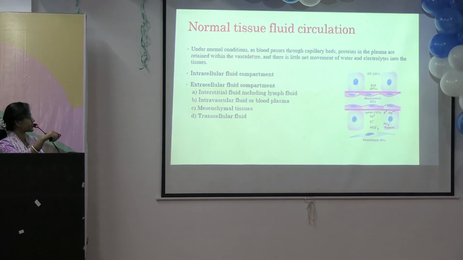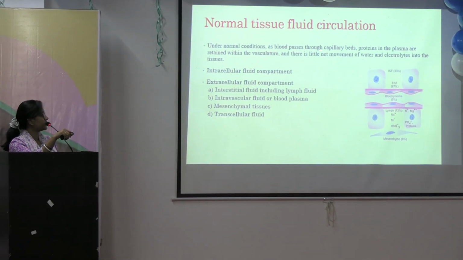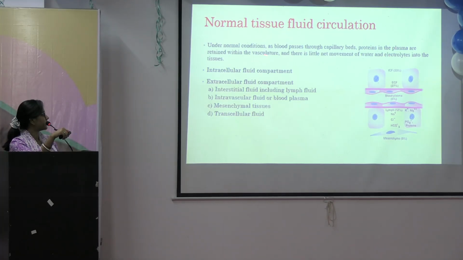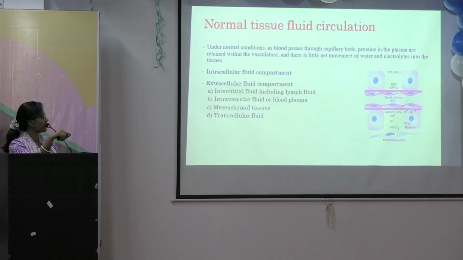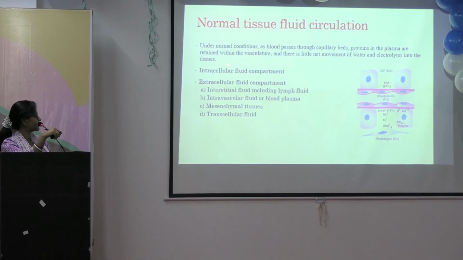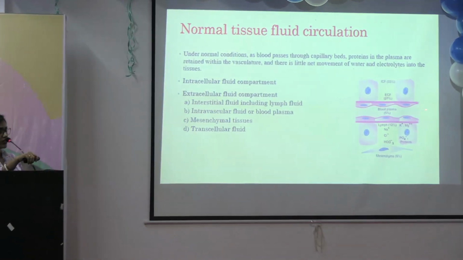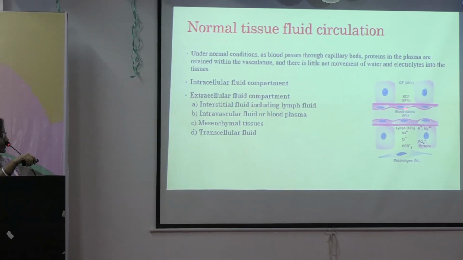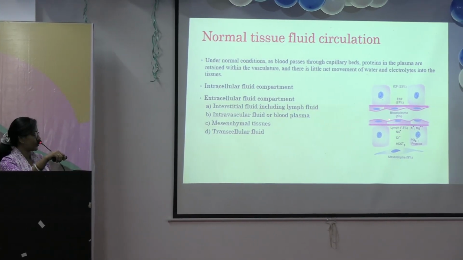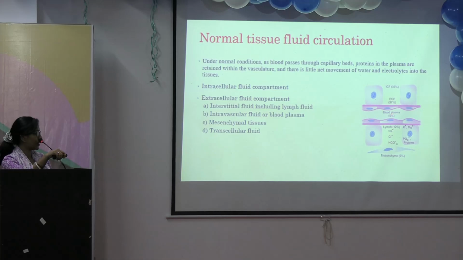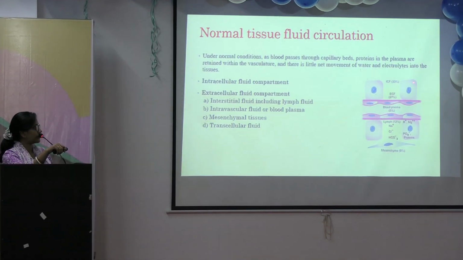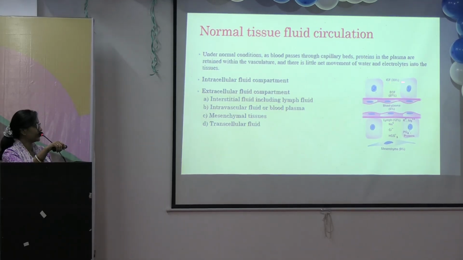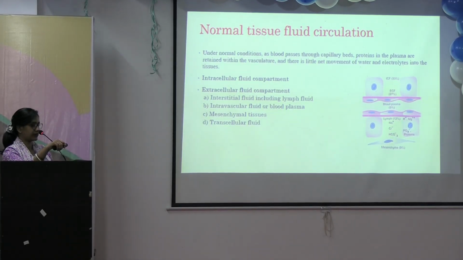So under the normal circumstances, the blood which is passing through the capillary beds, in it the proteins in the plasma will be retained within the vasculature, and there will be little to no movement of water and electrolytes into the tissues. Okay. So as you can see here from the image, this is the blood vessel, wherein inside we have the blood plasma. It is a constituent of the extracellular fluid compartment, and we have the other component, the intracellular fluid compartment.